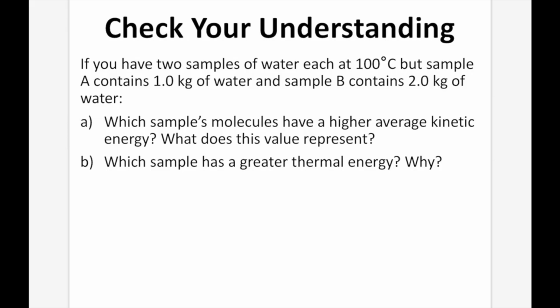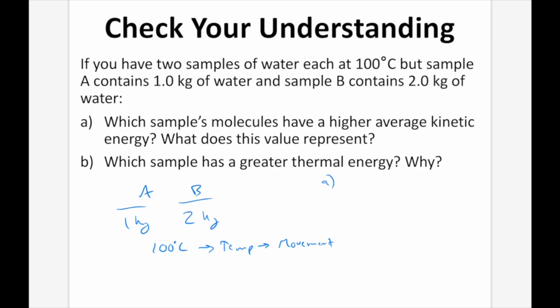You have two samples of water, each at 100 degrees Celsius, but sample A contains 1 kilogram of water and sample B contains 2 kilograms of water. So 2 kilograms, 1 kilogram, and they're both at 100 degrees Celsius. Remember, 100 degrees Celsius represents the temperature, and that's going to equal the movement of the individual molecules. So A says, which sample's molecules have a higher average kinetic energy? And what does this value represent?